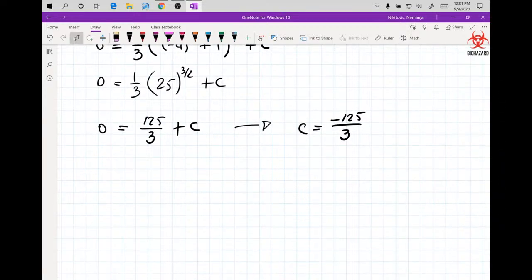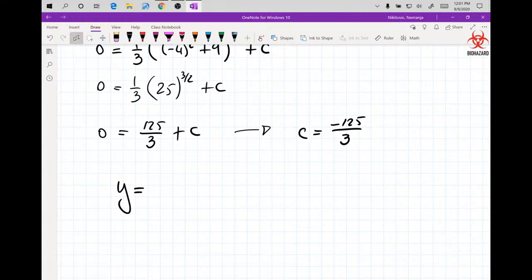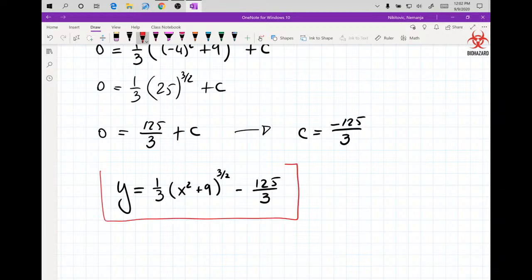So now I actually have my particular solution, which is 1/3 times x squared plus 9 to the 3/2 minus 125 over 3. This one is called the particular solution. And this is what they are looking for as the answer once you have the point given.